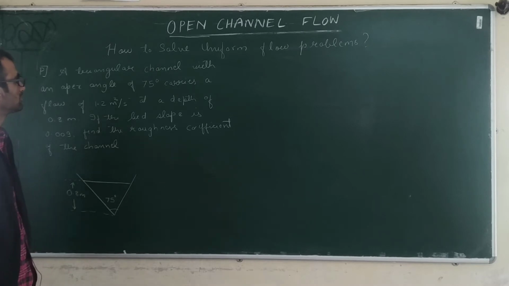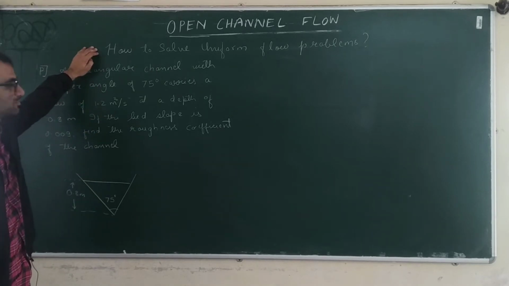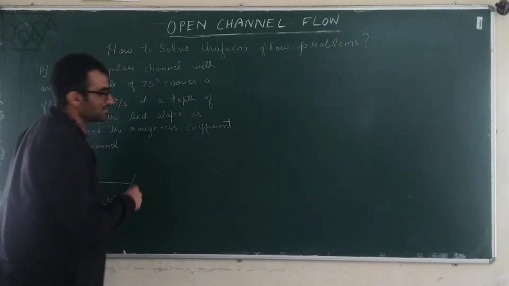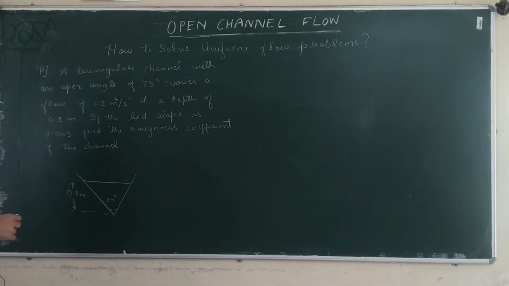Hello everyone. So today we are going to continue solving the problems on uniform flow. Last time we solved a problem in which we had to calculate the bed slope, and today we have this problem. In this problem we have to calculate the roughness coefficient, but let's first read the problem.